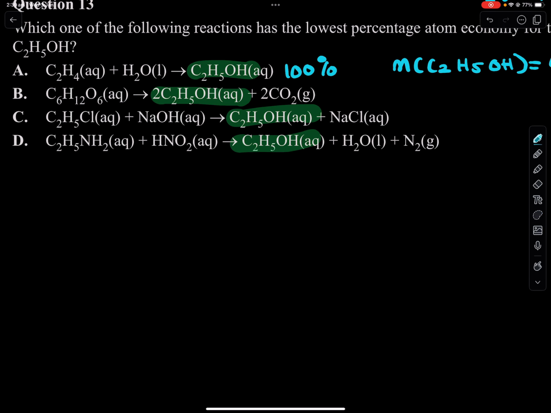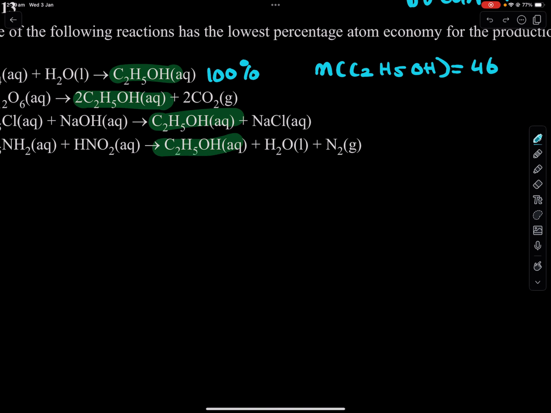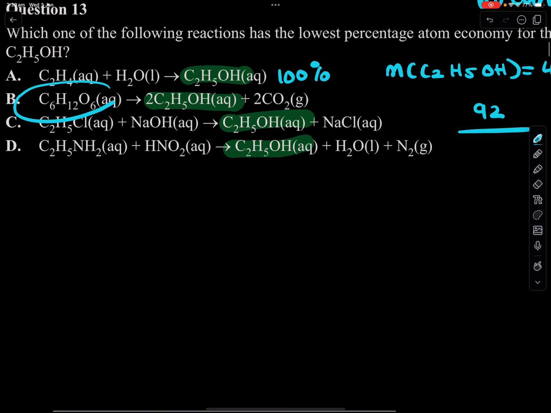The other ones are a problem because now we have some of this. So we're looking at this. Remember, multiply by 2. Remember, we're talking about atom economy. How many atoms? So you need to multiply by 2. If we know this is 46, imagine multiplying by 2. What is 46 times 2? That is 92. Divided by this over here, which is glucose.